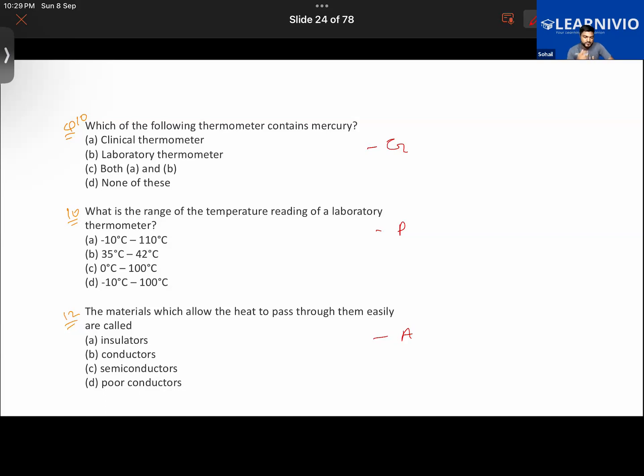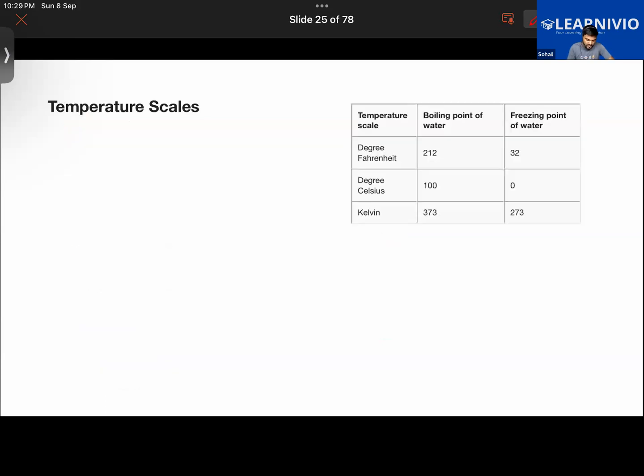The 12th one is conductor. Good. The 10th one, sir, is Priyanka. 11th one. Oh, sorry, 11th one. And that is D. Negative 10 degrees Celsius to 110. Okay. Good. Good, all of you.